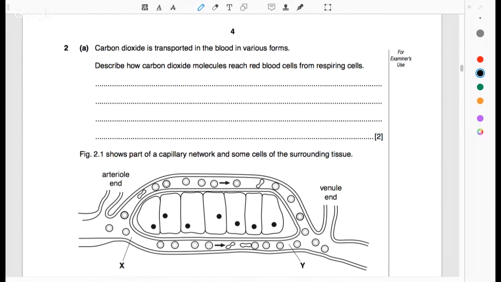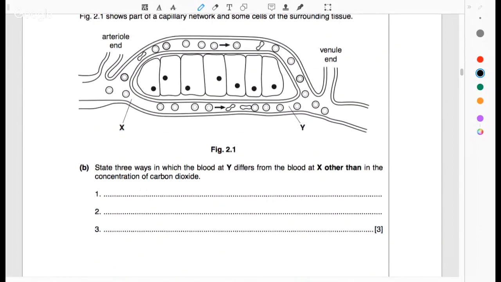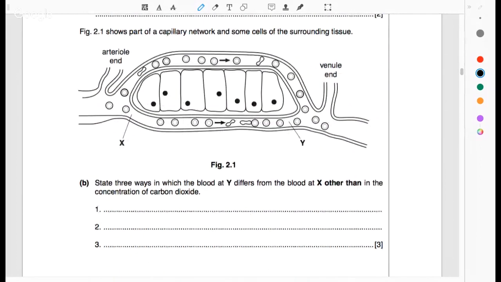Third and fourth mark can be picked up from describing the pathway which you did. So respiratory cell produces carbon dioxide, diffuses across its plasma membrane into the tissue fluid, then across the basement membrane, then across the endothelial cell, and then into the plasma, into the red blood cell. So that's fine. You get all the marks there. Any questions then? No. Good.